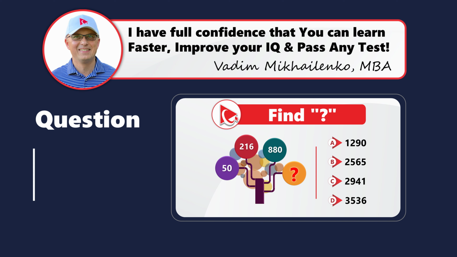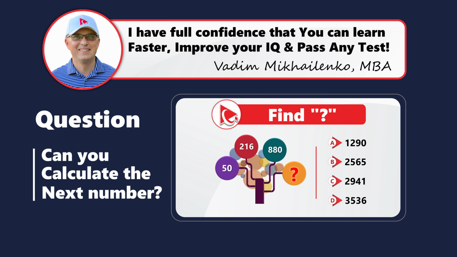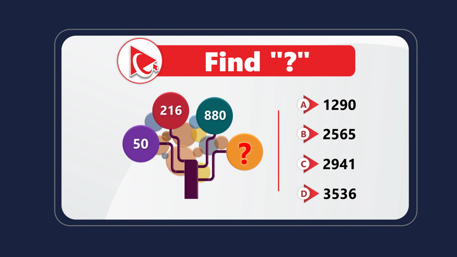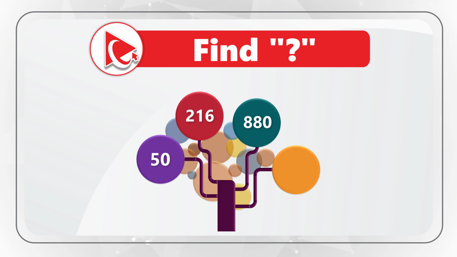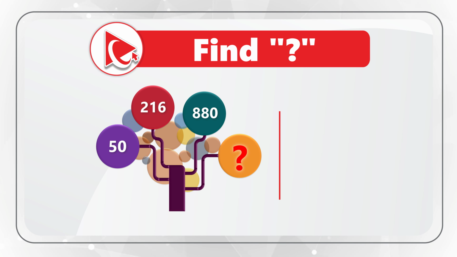Here's an amazing question where we need to find the missing number. You're presented with a tree-like structure, and it has numbers in the circles on the top. The numbers are, if we start from the left, 50, 216, 880, and then comes the missing number. You need to calculate and select the missing number out of four possible choices.